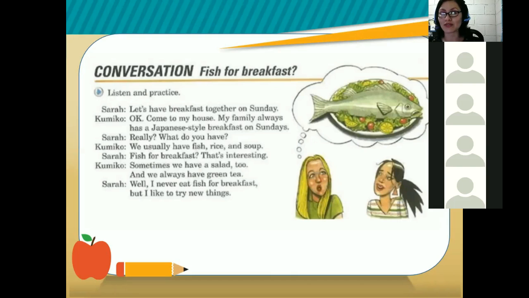And probably we could have some volunteers to read the conversation. And we got Zara, and she says, hey, let's have breakfast together on Sunday. And Kumiko says, okay, come to my house. My family always has a Japanese-style breakfast on Sundays. Really? And what do you have? We usually have fish, rice, and soup. Fish for breakfast? That's interesting. Sometimes we have a salad too, and we always have green tea. Well, I've never eaten fish for breakfast, but I like to try new things, okay?